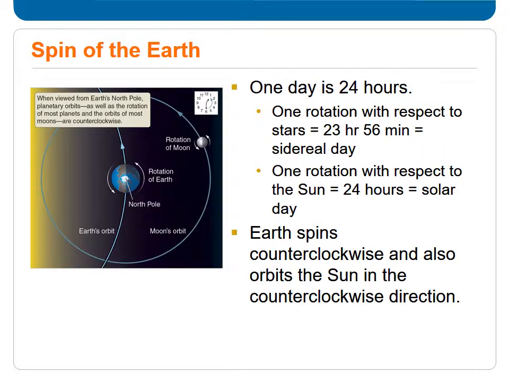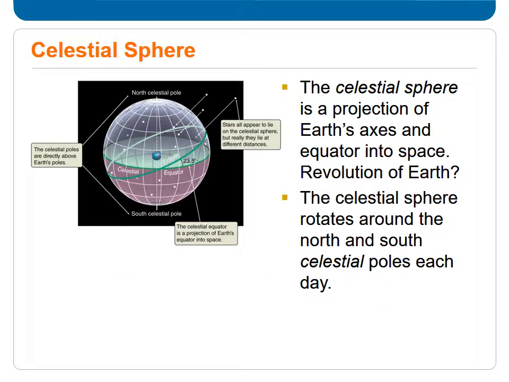The apparent motion of the stars across the sky is a direct result of the Earth's rotation on its axis. If you were to look down at the North Pole, you would see the Earth orbiting the Sun in a counterclockwise direction. You would also see the Earth spin on its axis in a counterclockwise direction.